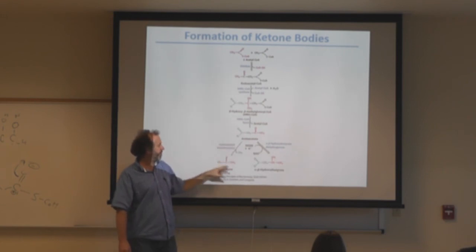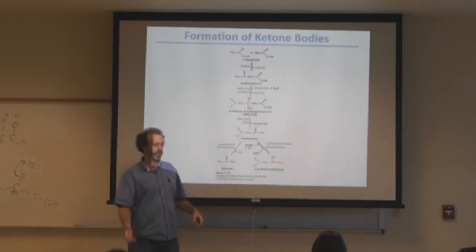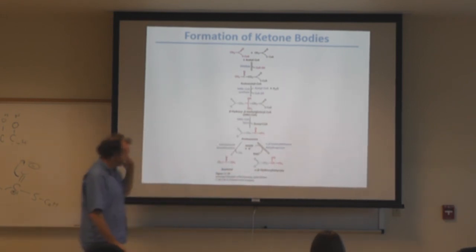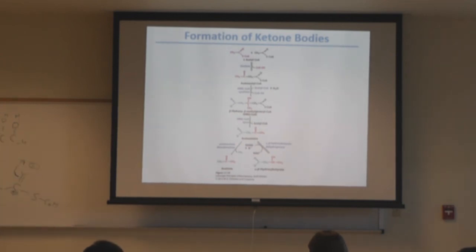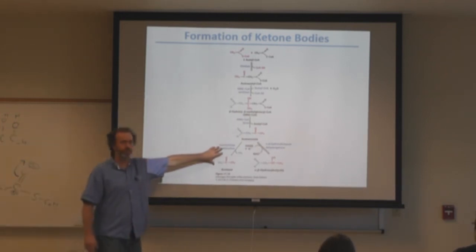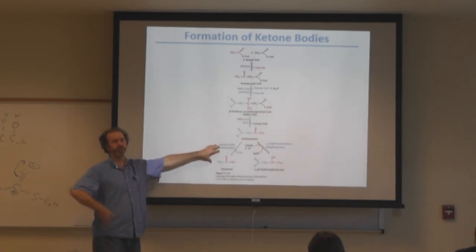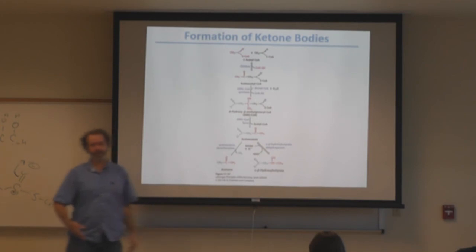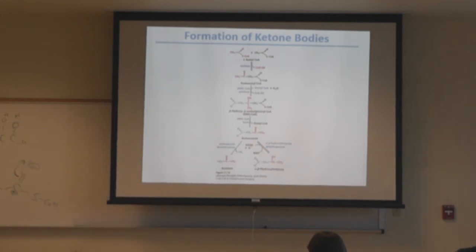So all three of these can be transported around in your plasma as an energy source. So your brain can use these, but it's not as happy with these as it would be with normal sugar. So this is the goal of those low sugar diets, is to produce these ketone bodies and use your fat tissue to make these ketone bodies to give your body energy that it needs.